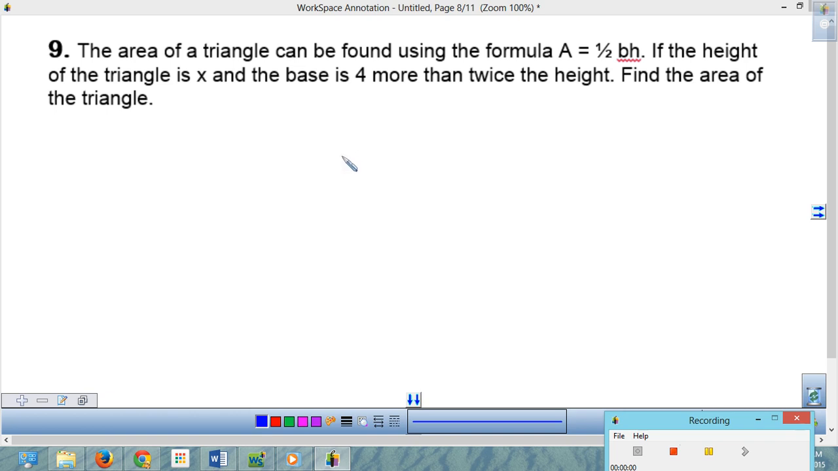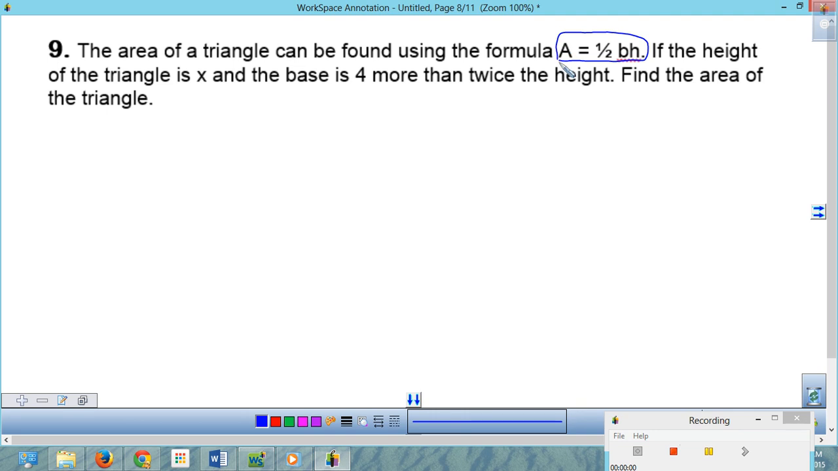Okay, this is Unit 4, Study Guide, Objective 3. So, question number 9 tells us about the area of a triangle, and it gives you the formula right here. Okay, and it says if the height, which is the same thing as this h, is x, and the base is 4 more than twice the height, then find the area of the triangle.